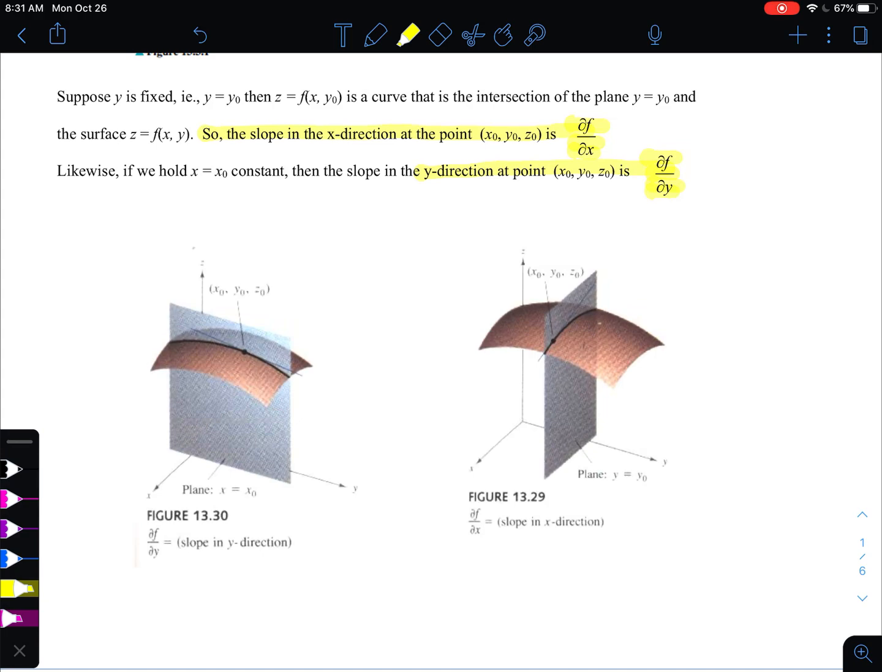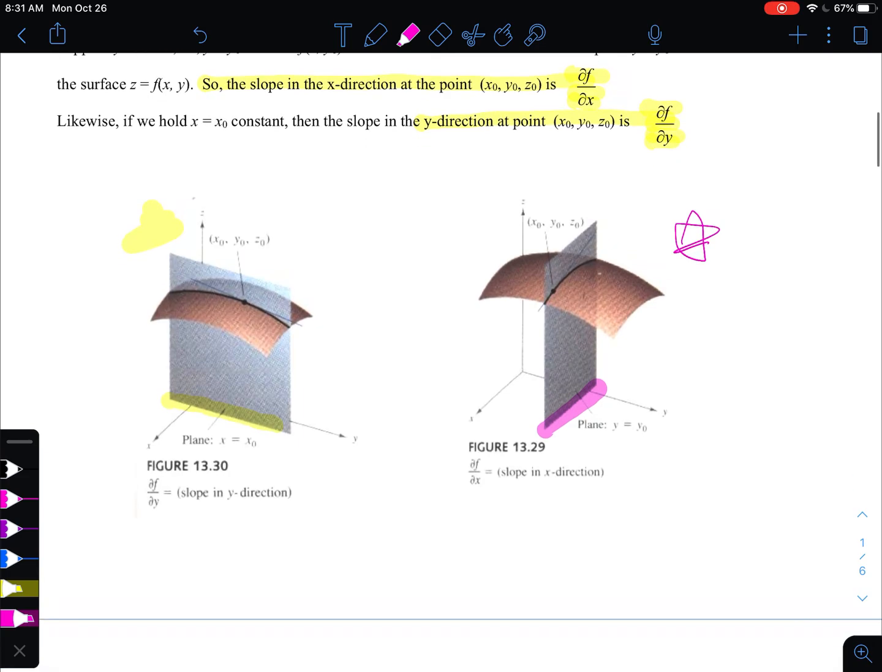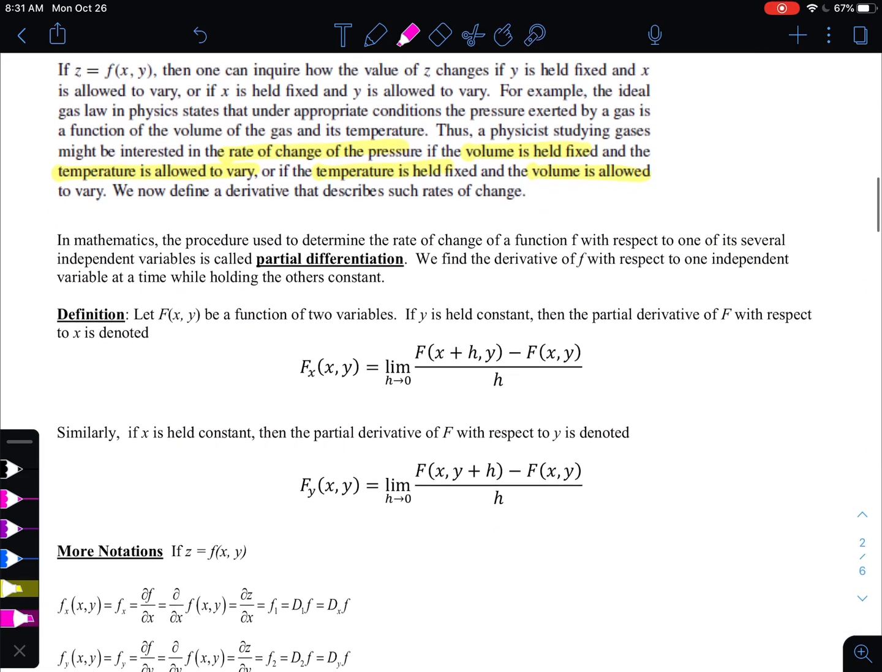Okay, so again, this one over here is holding x constant, and this one over here on the right is holding y constant. Okay, and so let's take a look. I'm going to do 2 quick examples to show you what that looks like.